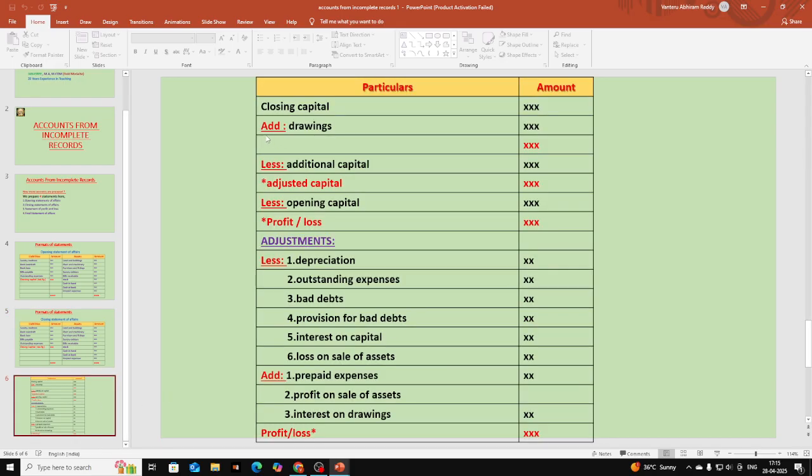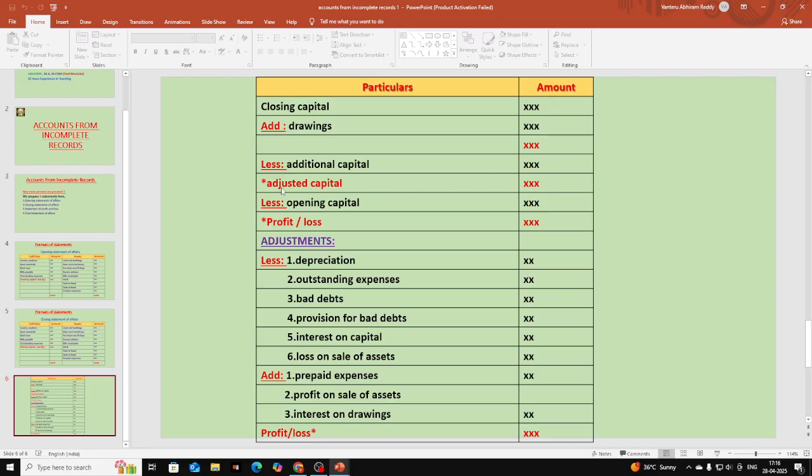Next, after that, add drawings. If any drawings information is given, you add here. If you add drawings, you will get one value. You can see here, I just wrote it using red color. If you add these two, we will get one value. And next one is less additional capital. If additional capital information is given, write that amount in the amount column. If it is not given, put dash or nil. If you deduct this, we will get again one more value. We should name it, students.